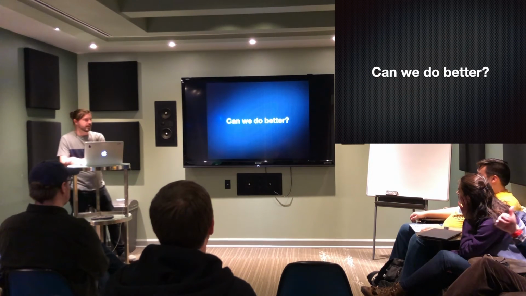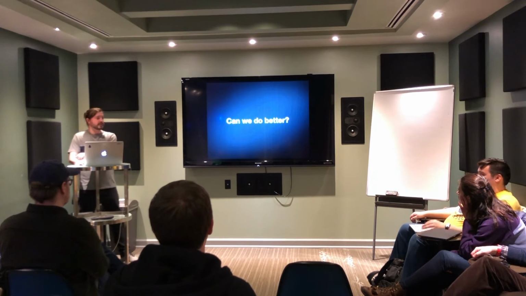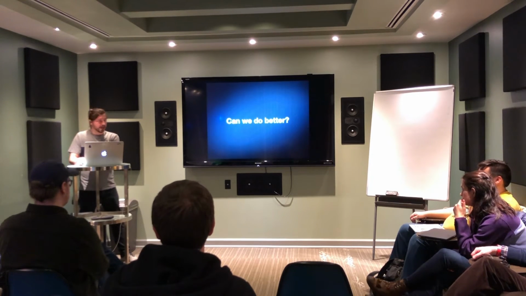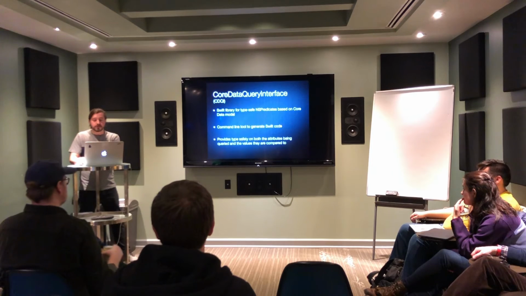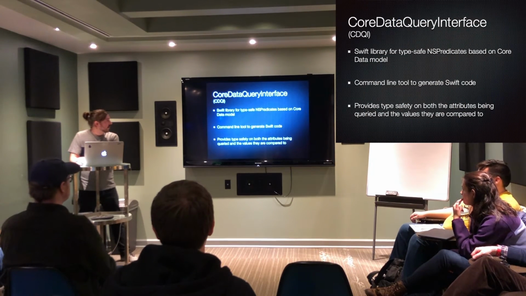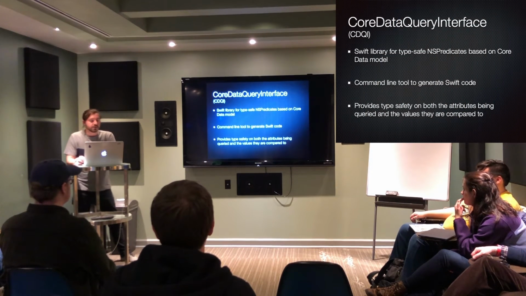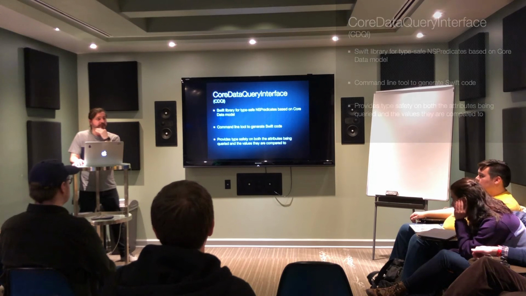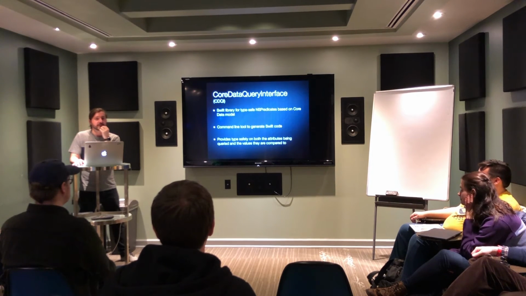So can we do better? Can we leverage that schema file to generate some stuff to make those queries a little bit safer? There's a framework out there called Core Data Query Interface, or CDQI for short. Basically, it does exactly what we were just saying. It's a Ruby gem that will read your schema file and spit out some types, and then we'll use those types to actually generate the predicates instead of working with the strings directly.